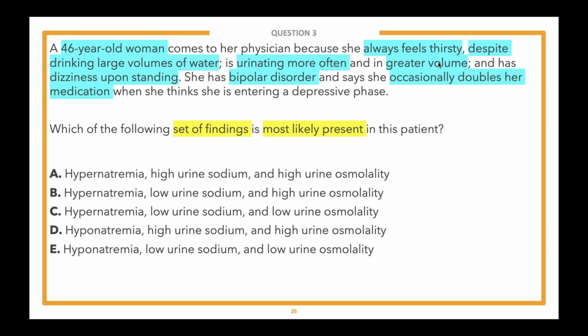So we have 5 answers. Answer choice E, hyponatremia, low urine sodium, and low urine osmolality. D, hyponatremia, high urine sodium, and high urine osmolality. C, hypernatremia, low urine sodium, and low urine osmolality. B, hypernatremia, low urine sodium, and high urine osmolality. And A, hypernatremia, high urine sodium, and high urine osmolality. So make sure you're looking at hypo, hyper, high, low sodium, high, low urine osmolality.